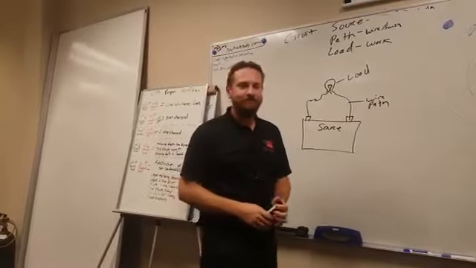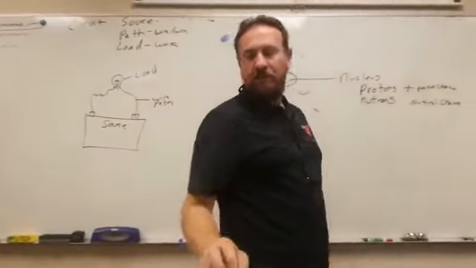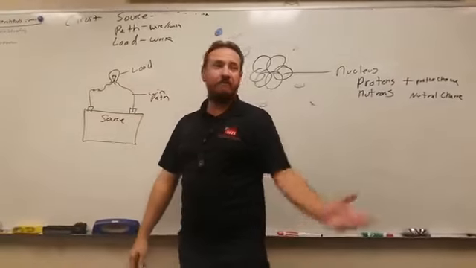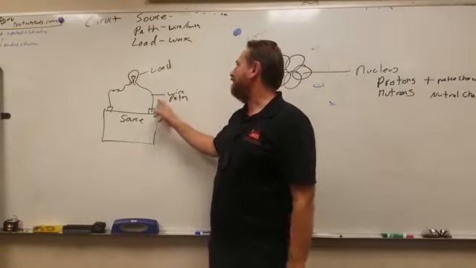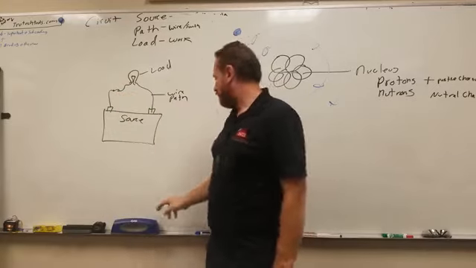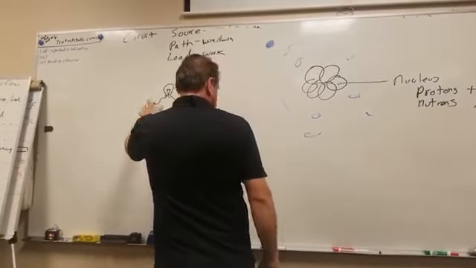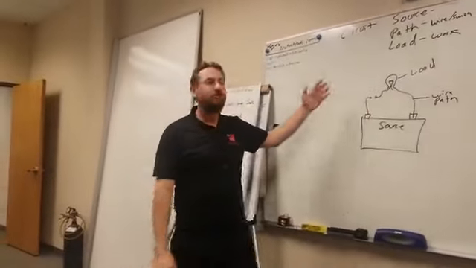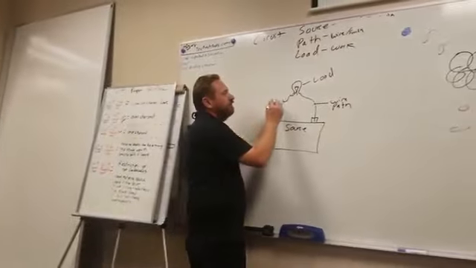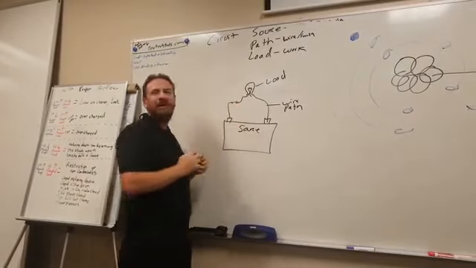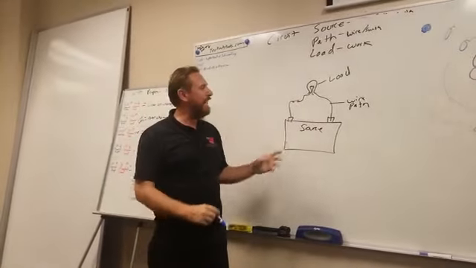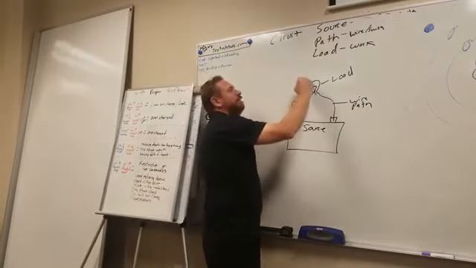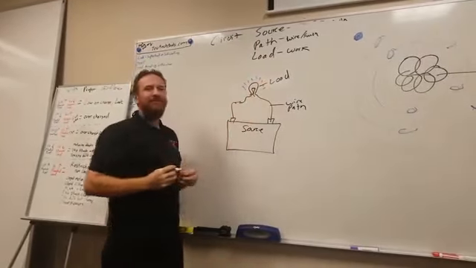Does that make sense? Source, path, and a load. So we're going to have our source, in this case a battery, our load, in this case a light bulb, and our path is our wire and our switch. So if this switch is open, do I have a path? I don't. The switch is open. There's no place for it to go. But once I close the switch, I connect the path, right? So now I have a source, I have a path, and I have a load. We have lights.